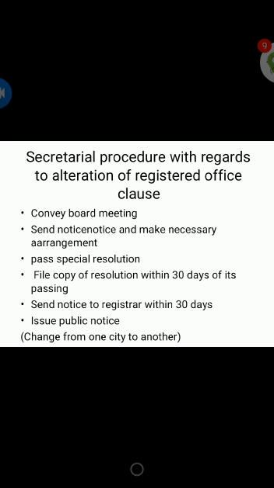The next is that you are going to send the notice of the change to the registrar within 30 days. The next is to issue a public notice. Issuing public notice means that whatever you have changed, here the registered office, should be brought to the notice of the public. So through an advertisement, the information is given to the general public.